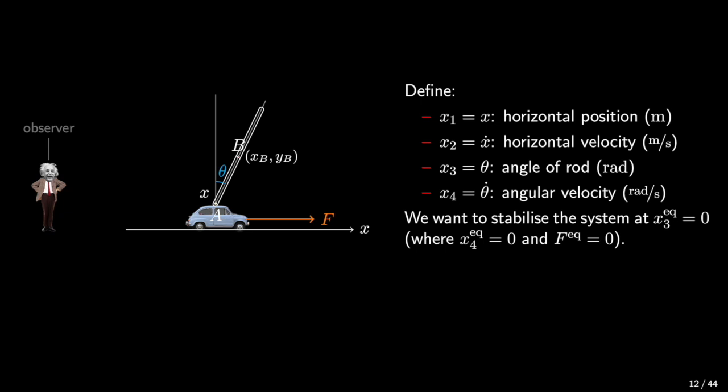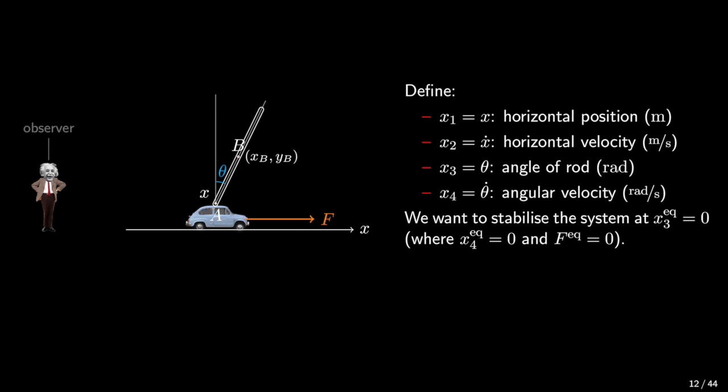To get started, suppose we have a rod mounted on top of a car, as shown in this figure. The center of mass of the rod is at the geometric center. The angle between the rod and the y-axis is denoted by theta, and we use the convention that clockwise rotations are positive. So here we see a positive theta. The horizontal position of the pivot point A is denoted by x.